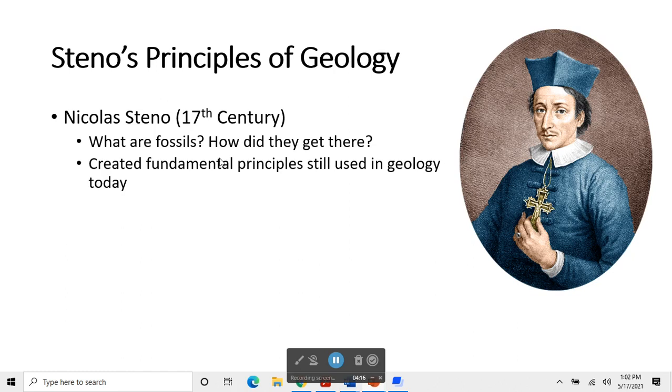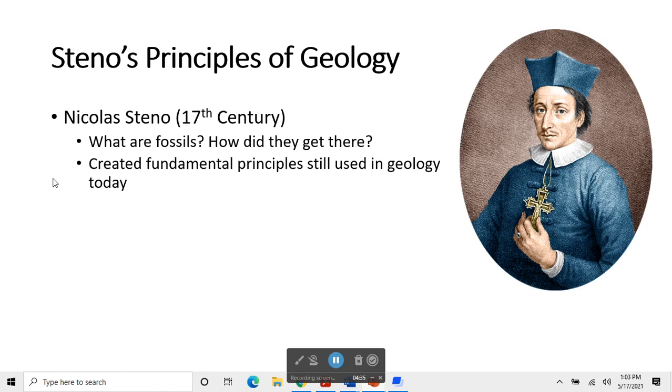One question that he was really focused on was, what are fossils, and how did those fossils actually get there? And on this path to answering this question, Nicholas Steno actually created some of the most fundamental principles that are still used in geology today.